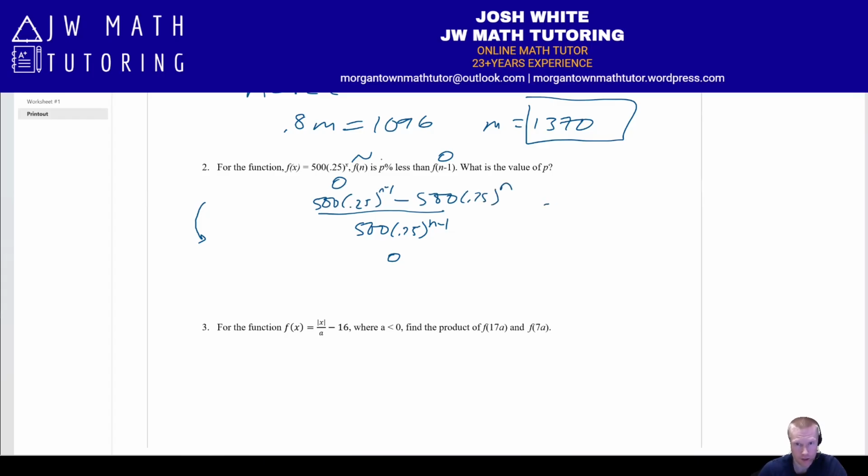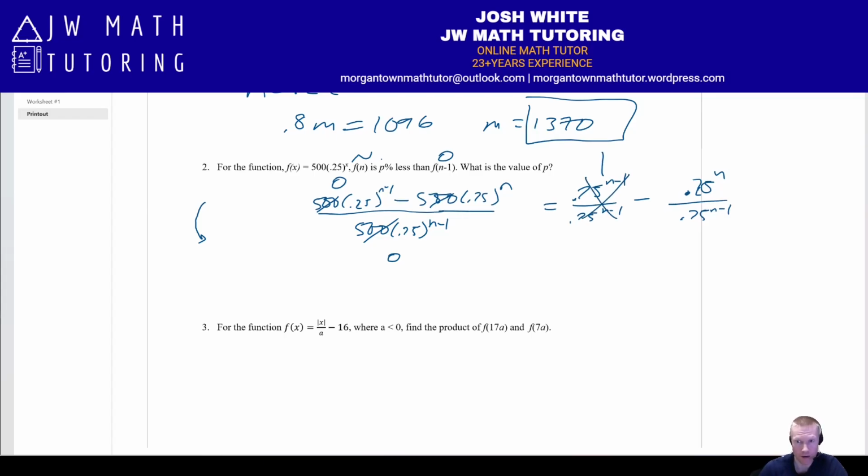All right, so this looks like a giant mess, but it's actually not going to be that bad, because what you can do is, first of all, the 500 can just be canceled out. Like you could factor a 500 out of the top, and then it cancels with the 500 at the bottom. So we can just get rid of that and make things simpler. All right, then you can split this up into two fractions. The first one, notice it's going to be the same exact thing over itself, and the second one is going to be 0.25 to the n over 0.25 to the n minus 1. Now, this just becomes 1.